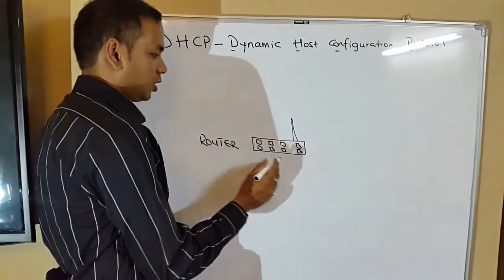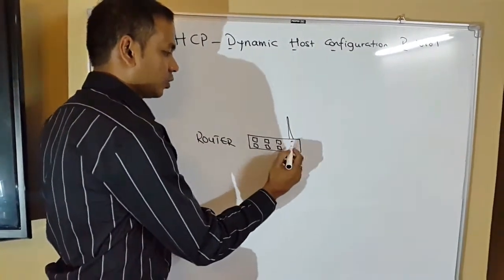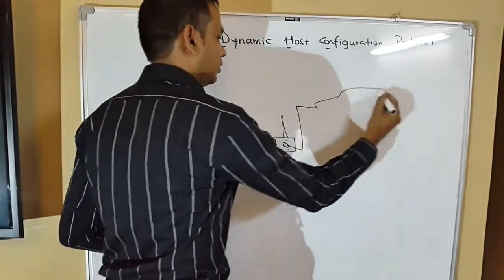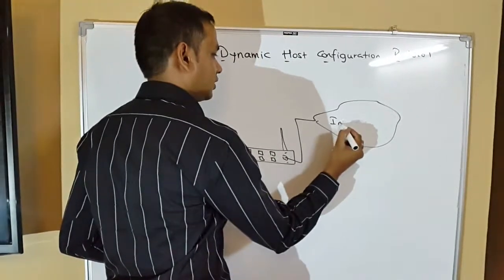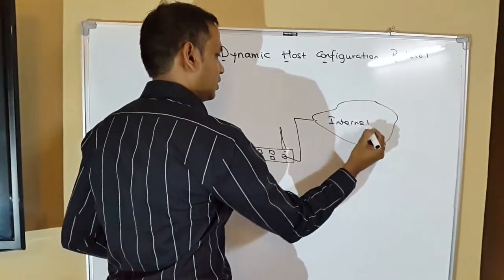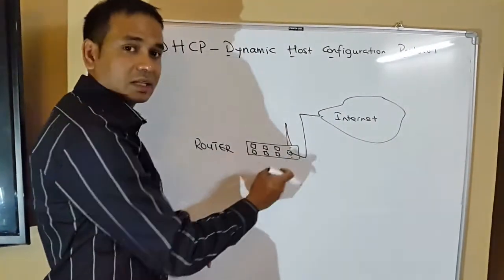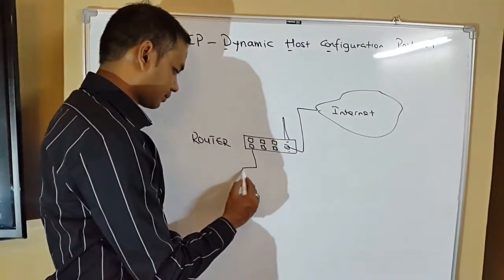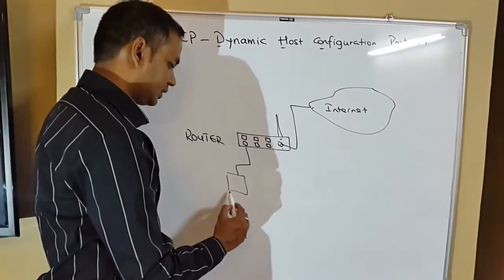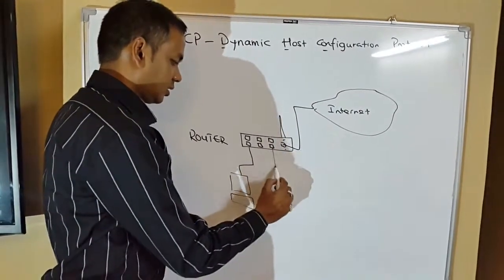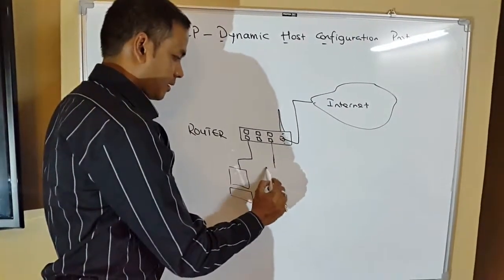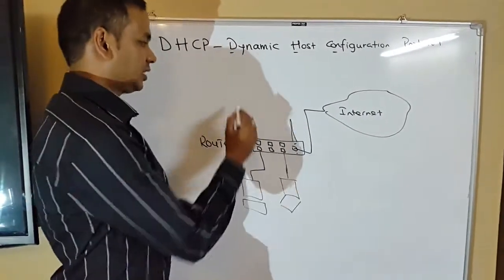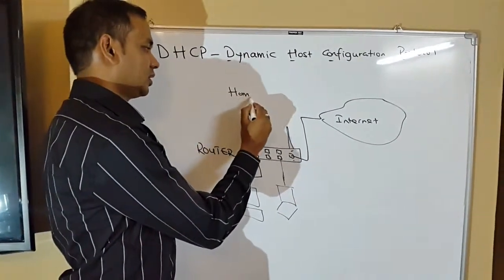Your router has a small line that goes over the internet. Your router has an inbuilt switch in it. For example, that's your PC, that's your laptop, that's your home network basically.